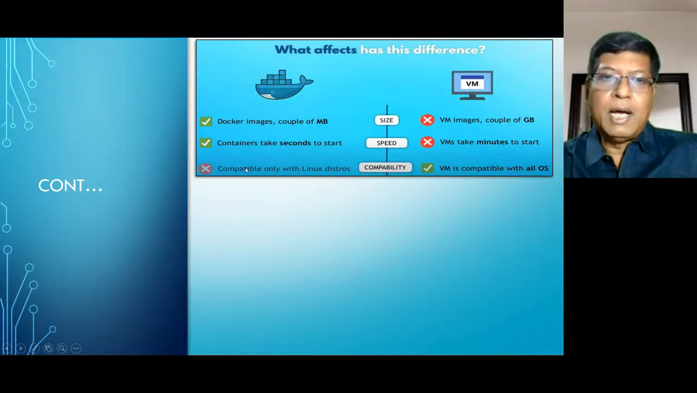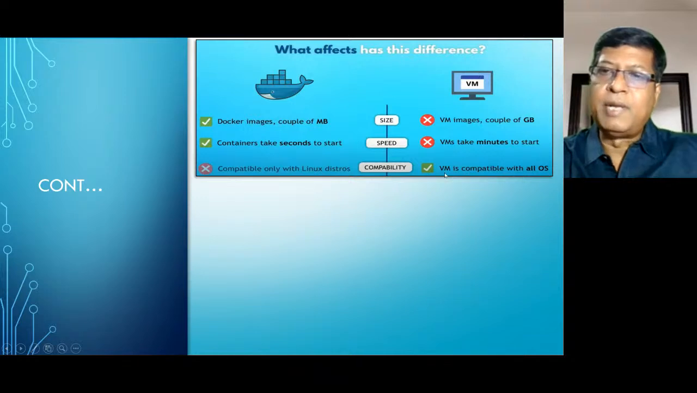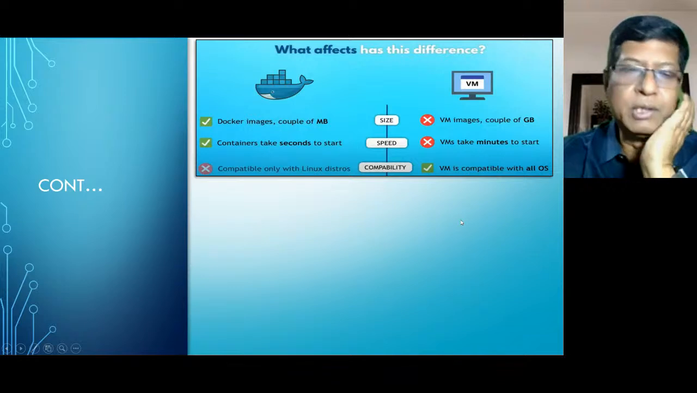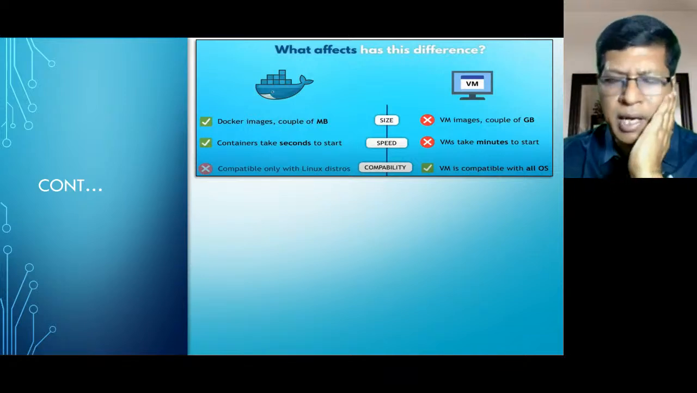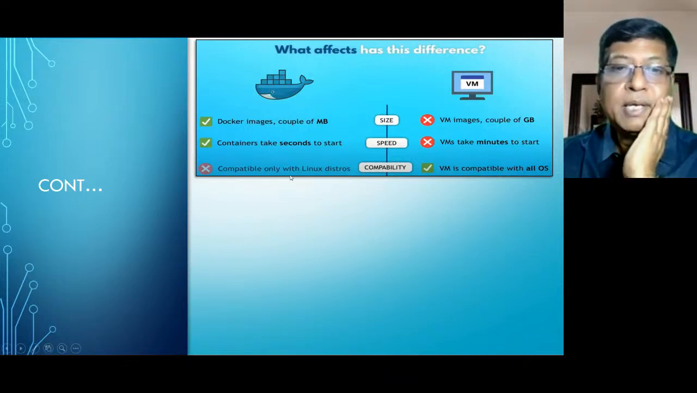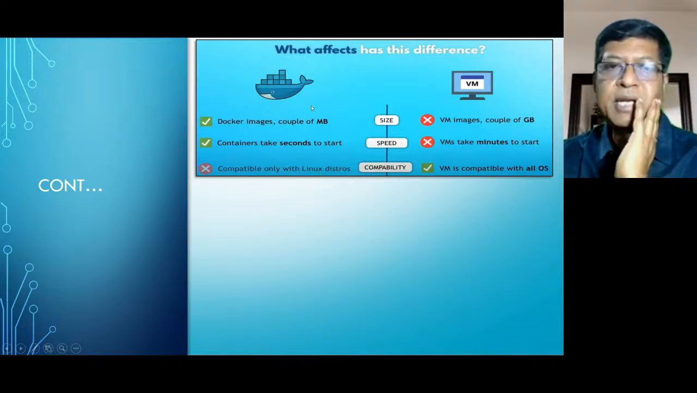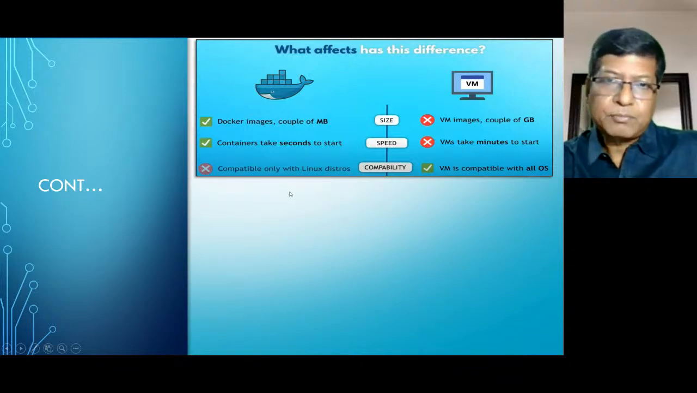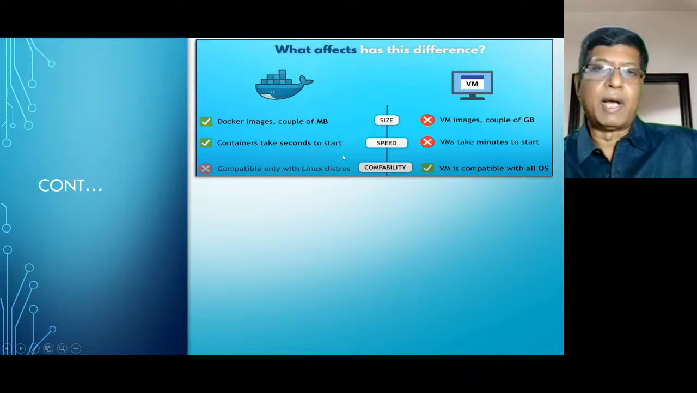Yeah, I have crossed it out. Compatibility only with Linux distros. Distros means distributions. Whereas VM is applicable for all the operating systems available in the market, that is Linux, Windows, and Mac. But this is not true. Now, what Docker has done is that they have made the containers in such a way that they can be not only on Linux, they can be distributed on Windows as well as on Mac.